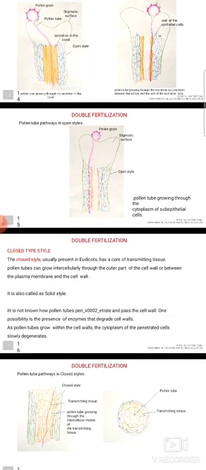Closed type. The closed type, usually present in dicots, has a core of transmitting tissue. Pollen tubes can grow intercellularly through the outer part of the cell wall or between the plasma membrane and the cell wall. It is also called solid type. It is not known how pollen tubes penetrate and pass through the cell wall. One probability is the presence of enzymes that degrade cell walls. As pollen tubes grow within cell walls, the cytoplasm of the penetrated cells slowly degenerates.